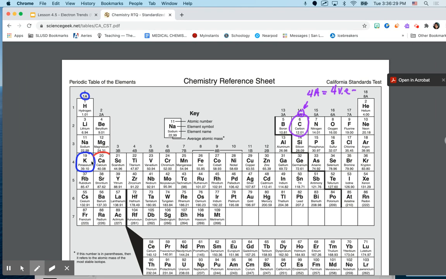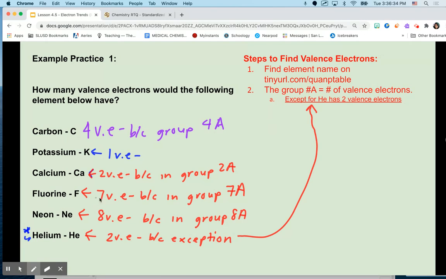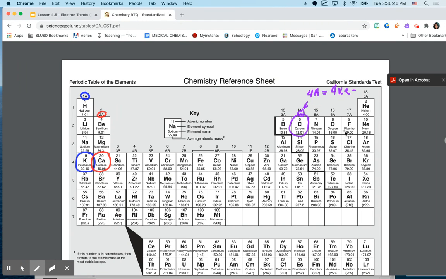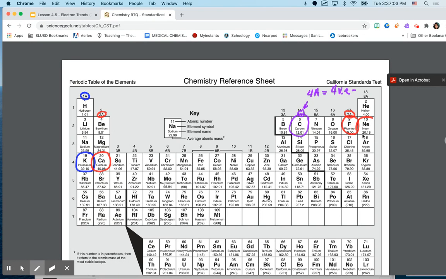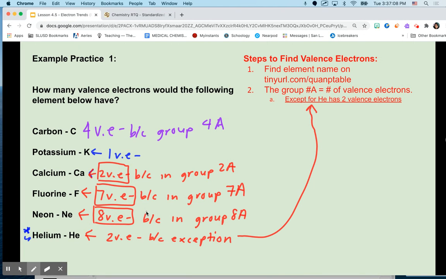If you looked up calcium, it is in group 2A, so it's going to have 2 valence electrons. Calcium, Ca, is here in group 2A. Fluorine is going to have 7 valence electrons because it's in group 7A. So fluorine is here, in group 7A, so therefore it has 7 valence electrons. Neon is going to have 8 valence electrons because it's in group 8A. So neon is here, under group 8A, so it has 8 valence electrons.